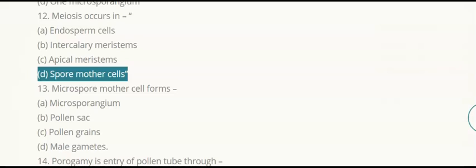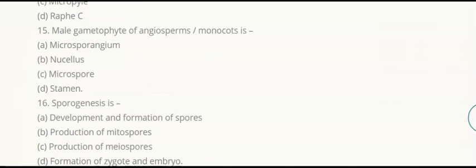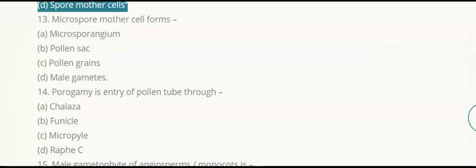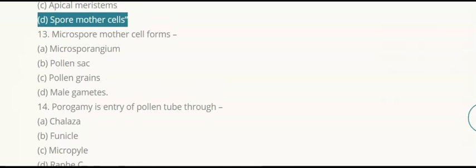Question number 13. Microspore mother cell forms: microsporangium, pollen sac, pollen grains, and male gametes. Simple question from your book. Microsporangium forms male gametes, because in the microsporangium after meiosis, haploid structures are formed which lead to the formation of two male gametes. Then we move to our 14th question.